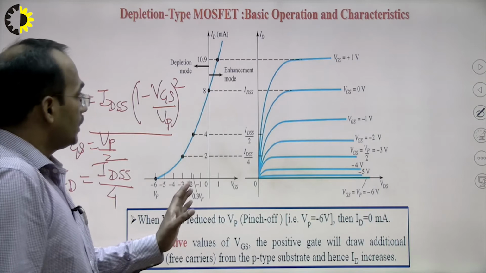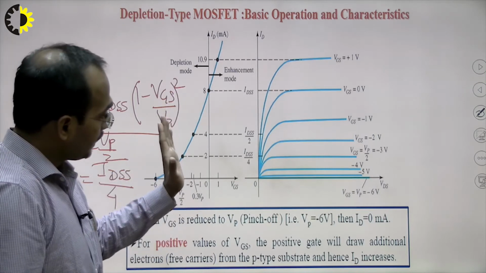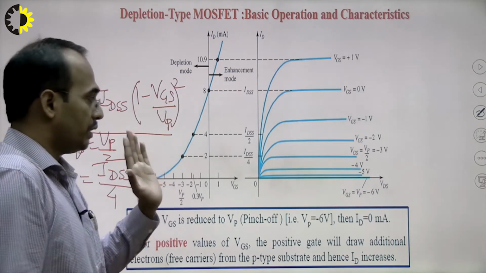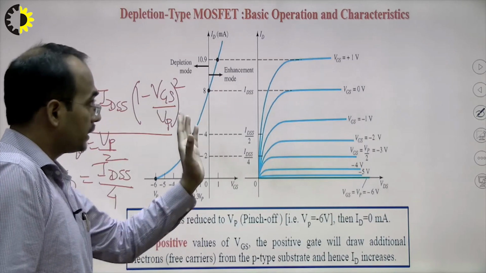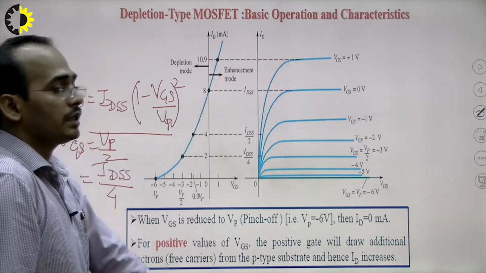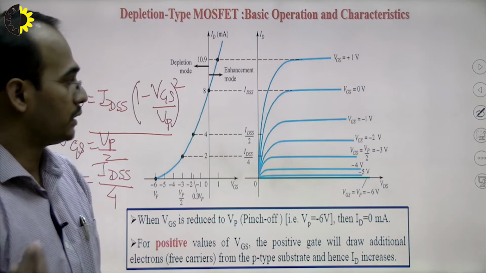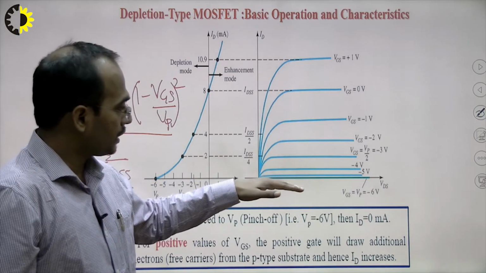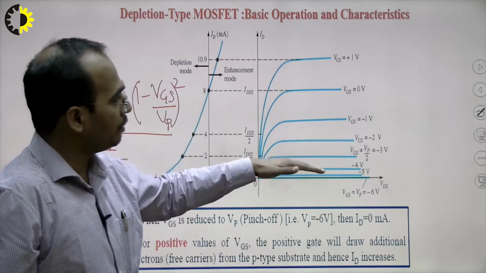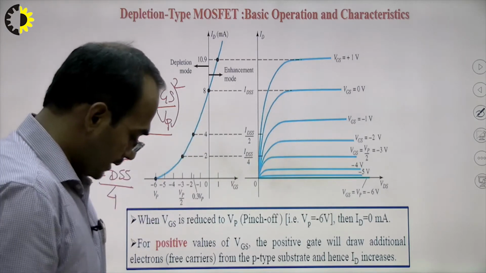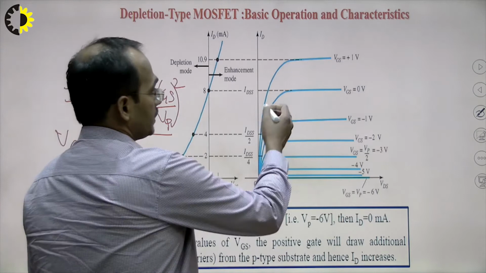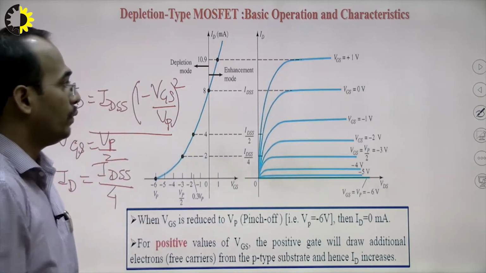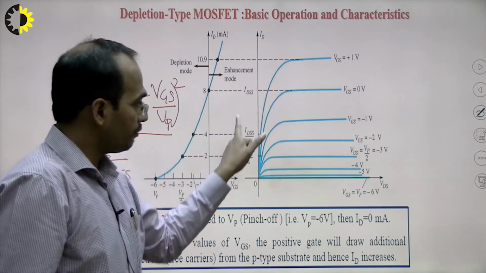By taking the gate to source voltage positive, I will discuss this later, how this drain current is increasing by taking the gate to source voltage positive. Now we come to the output characteristic, and as we increase the value of VGS, case 2, when VGS is equal to 0, I am talking only for this.